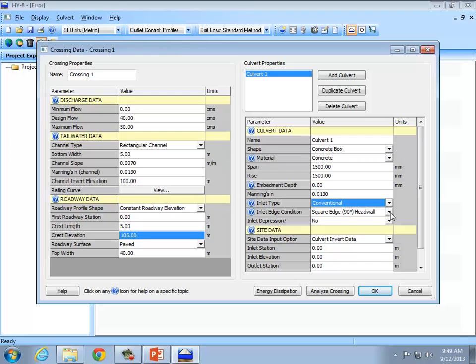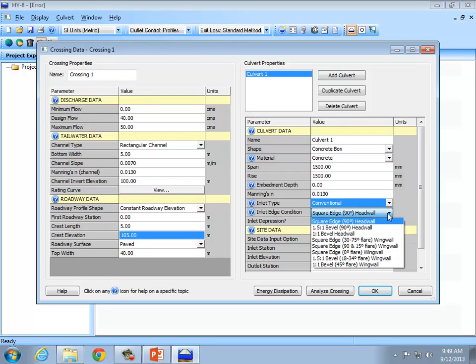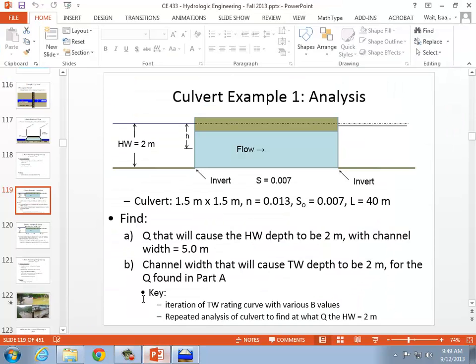Inlet edge condition. Now, these are related to how much energy loss there's going to be. We don't have any information about if it's got a wing wall that's guiding flow in towards the culvert. These would improve the capacity of the culvert. And so what that would mean is the headwater elevation is going to rise faster if we don't have these wing walls. And in an analysis like this, we want to know what flow rate will cause the headwater depth to be 2. And so do we want to know what would be the safer thing, to assume that it's got wing walls or that it doesn't have wing walls? It doesn't. And so let's plan for the worst case scenario.